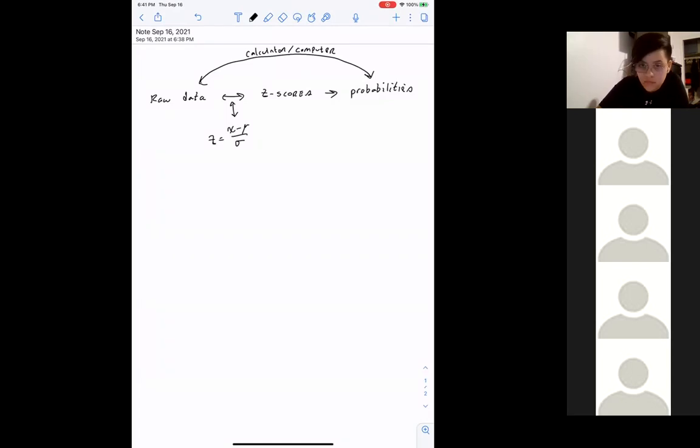And then to go from z-scores to probabilities, you would have to look up a z-table. Z-tables aren't as commonplace as they once were because you have calculators and computers, but nevertheless, I think it's very important to at least see how they work. And we're going to be solving some problems today that work with all of this. So let's start with the following example.